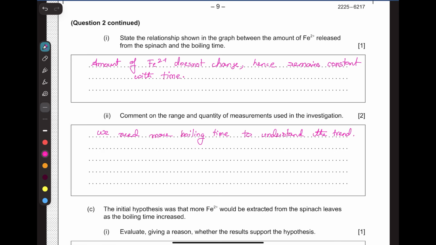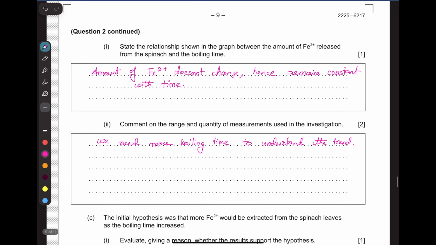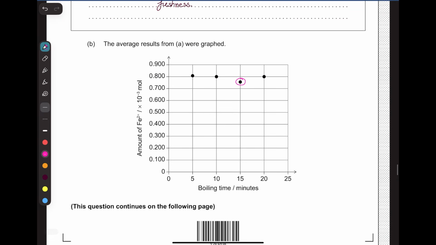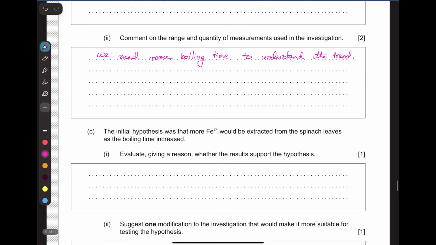Okay. And what about the quality of measurements used in the experiments? Firstly, the measurements have been taken only from 5 minutes. Another thing is they have not taken any measurement at t equals 0. You need the measurement at t equals 0 to understand whether boiling does really make an effect or not. If you see that at t equals 0, before boiling, the amount of Fe2+ moles is again 0.8, in that case, guess what? Boiling has no effect on this Fe2+ concentration.